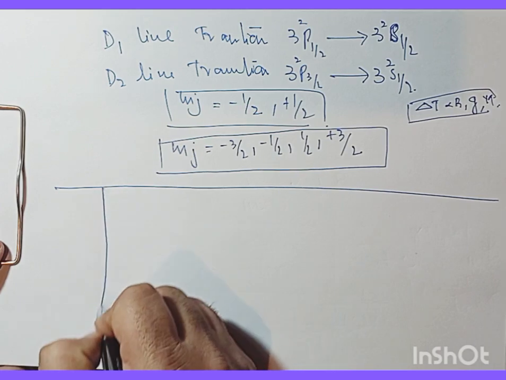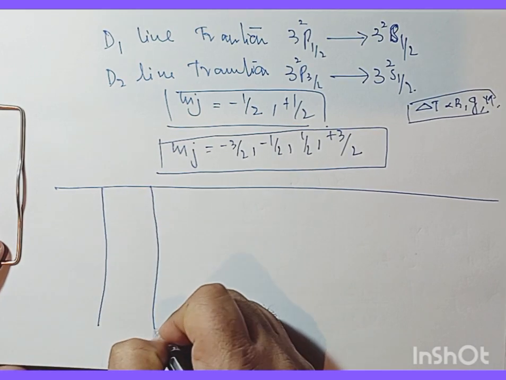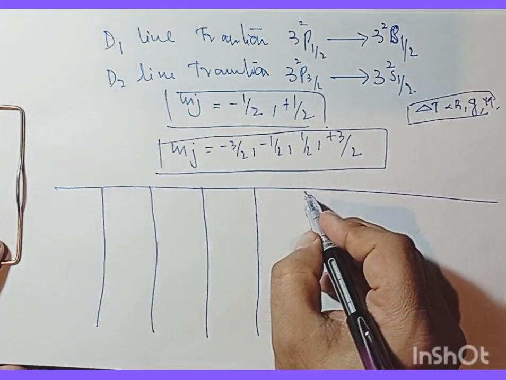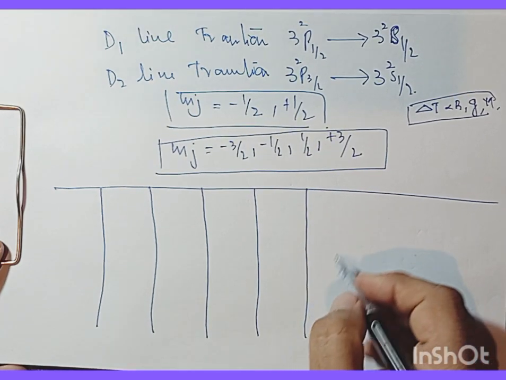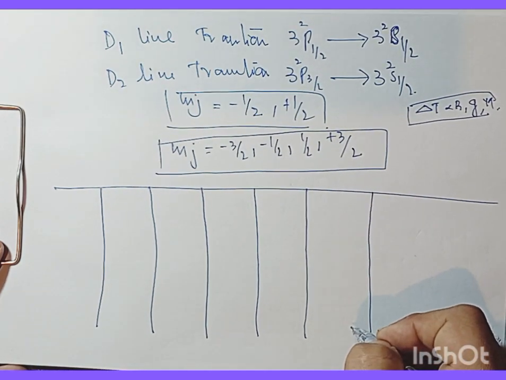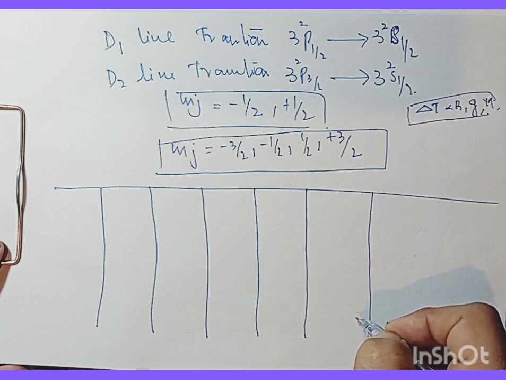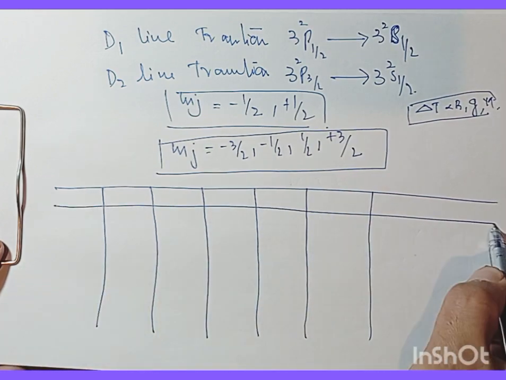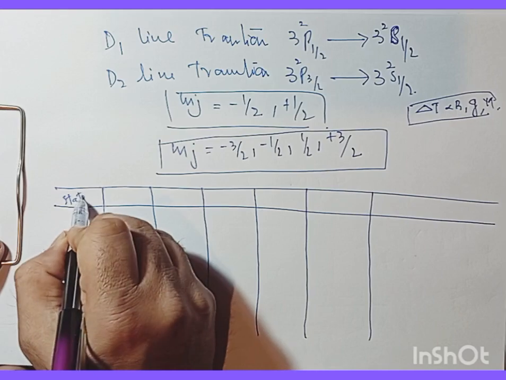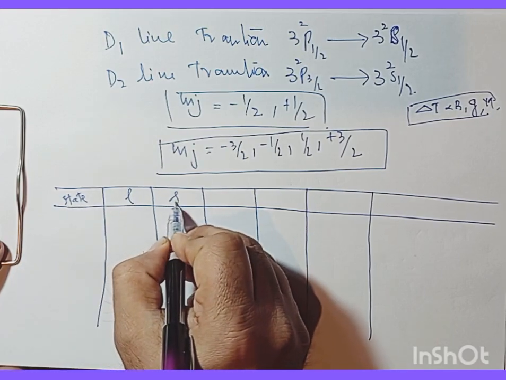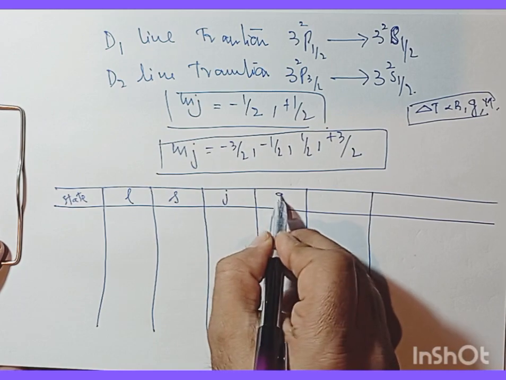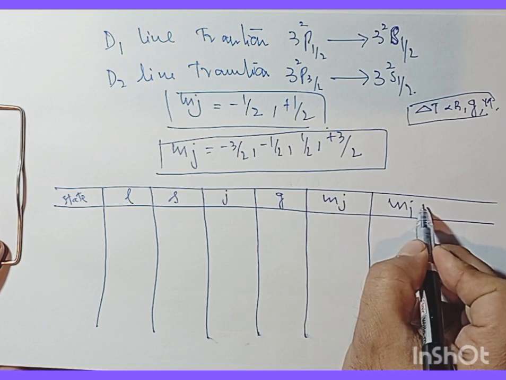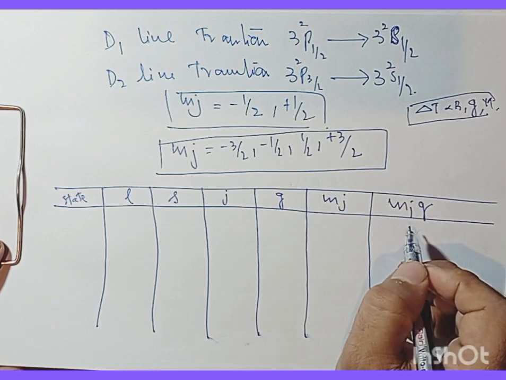I'm going to take the state first, then its orbital quantum number L, then its spin quantum number S, then its total quantum number J, then its Landé splitting factor g, then its total magnetic quantum number mj, and then mj times g. So these should be the indices: the state, L, S, J, the Landé splitting factor, mj, and mj multiplied with the Landé splitting factor.